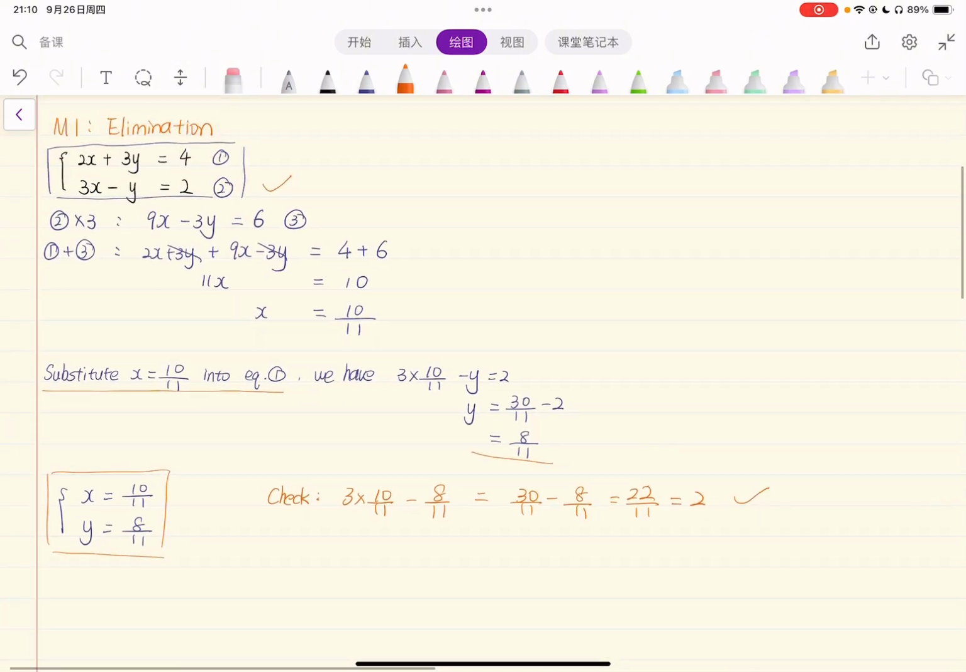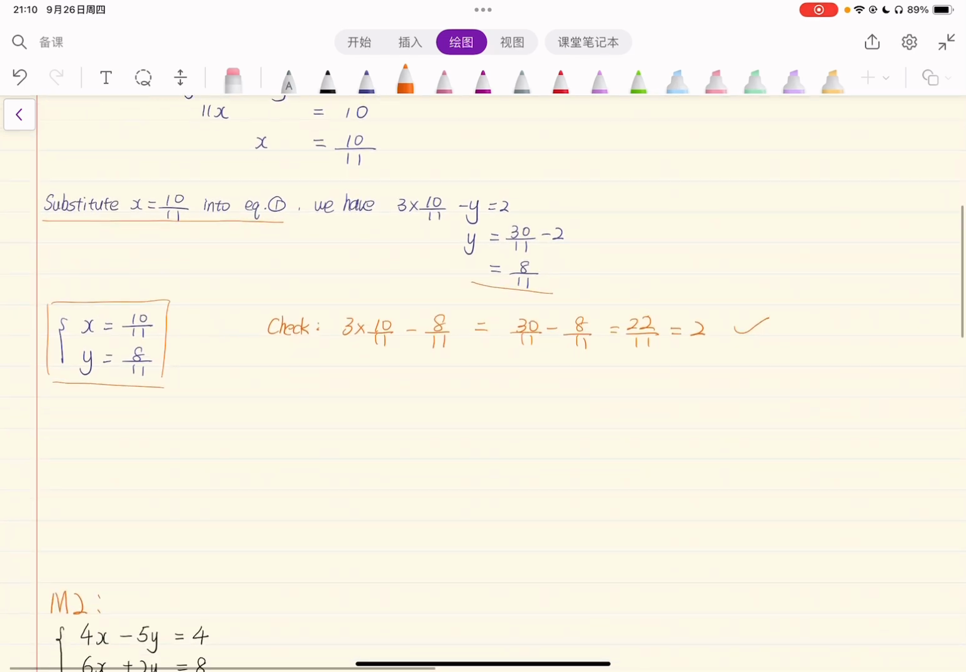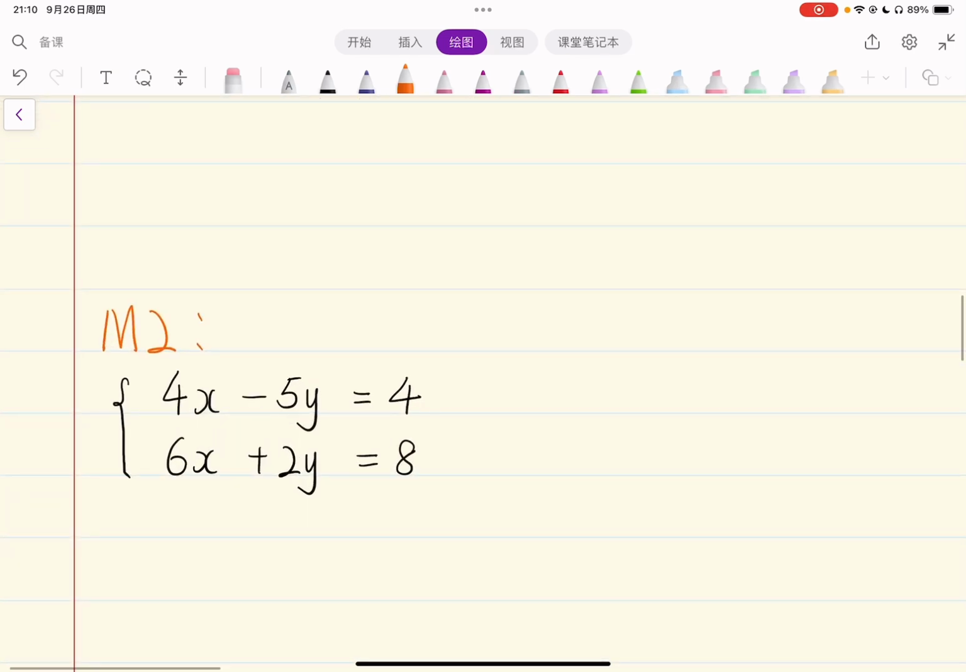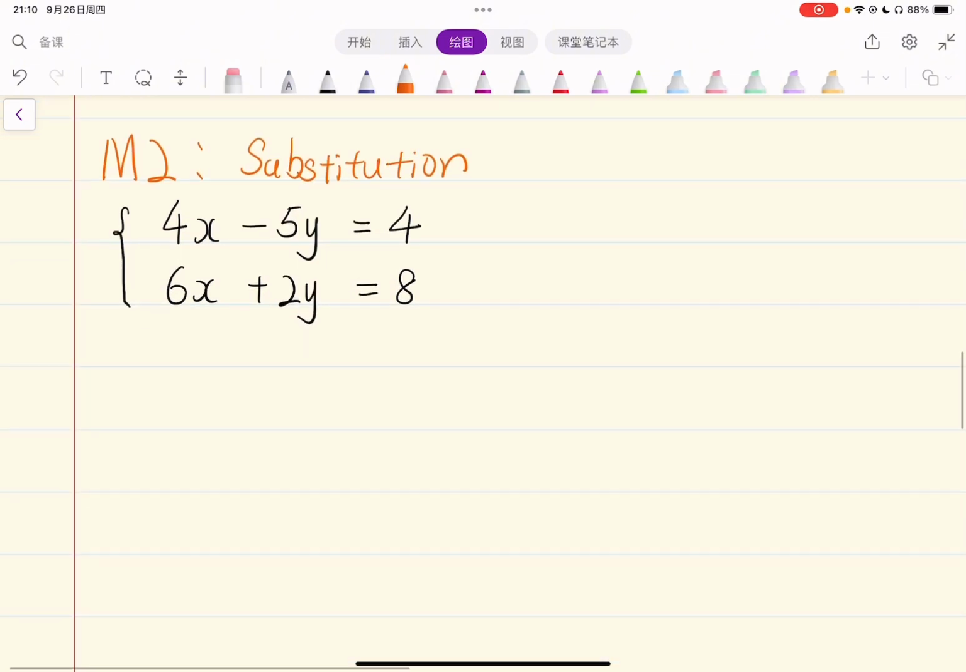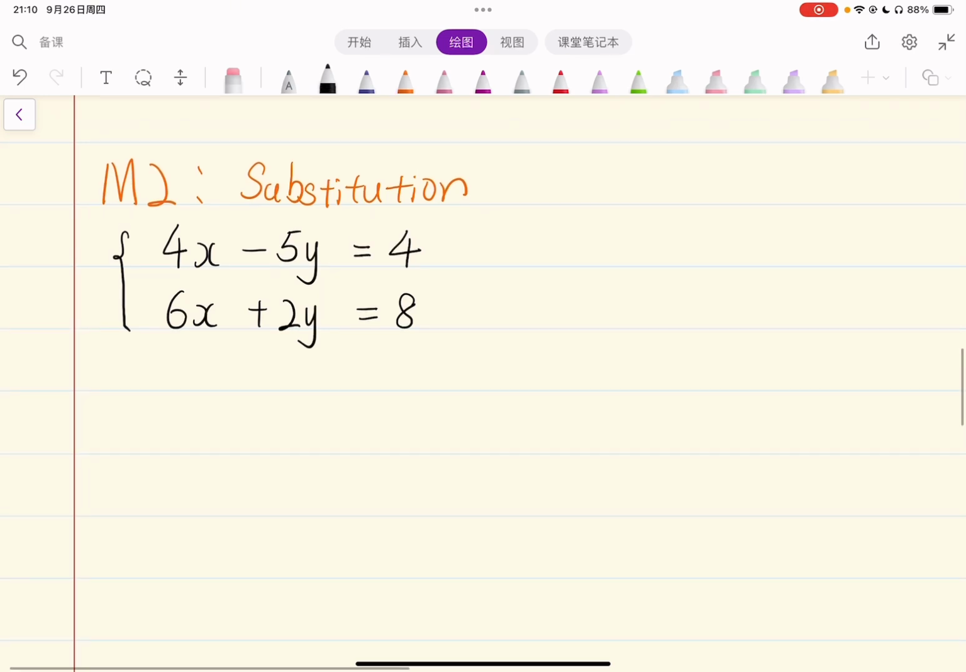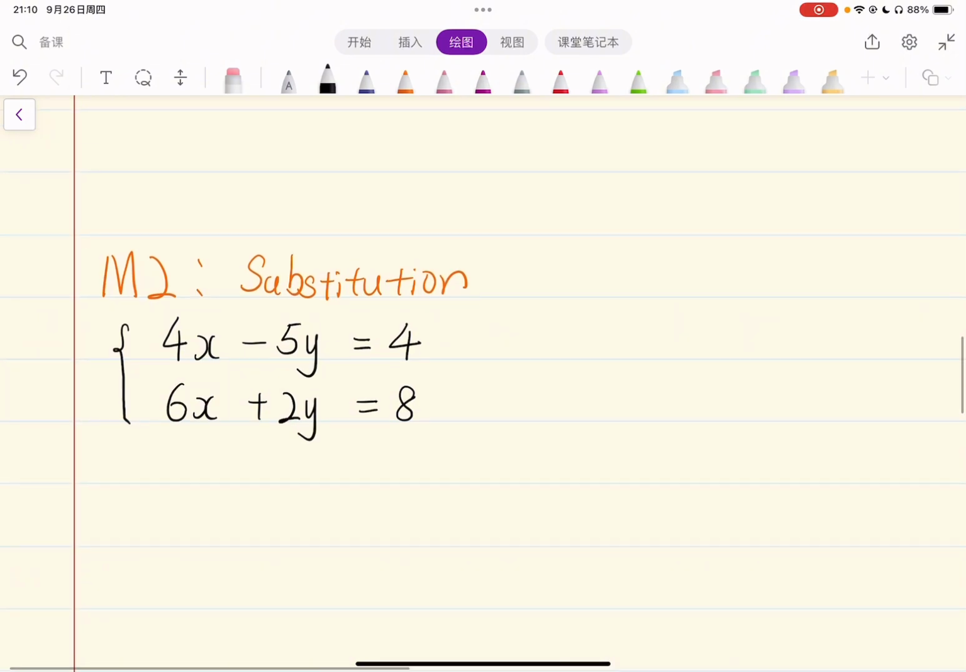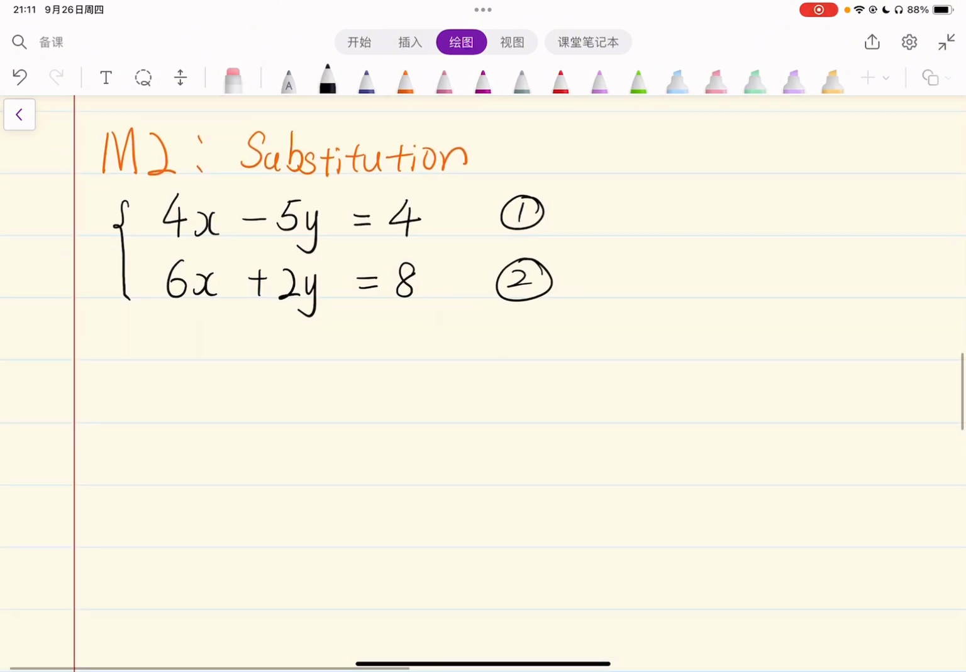Now let's move on to the second method, that is substitution. There is another question for the substitution. Let us see the question first. The first equation is 4x minus 5y equals 4. We call that equation 1. And the second equation is 6x plus 2y equals 8. We label it 2.